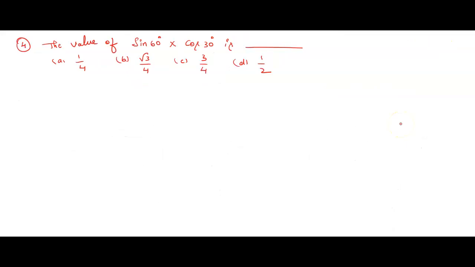Here the question is: the value of sin 60 degree into cos 30 degree is dash. They are asking you to find the value of this. Option A is 1 by 4, option B root 3 by 4, option C 3 by 4, option D 1 by 2. Now children, I hope you all know the trigonometric standard angles table, right? Based on the standard angles, definitely you can expect one question even in the board exam. So I'll show you how to solve that problem.